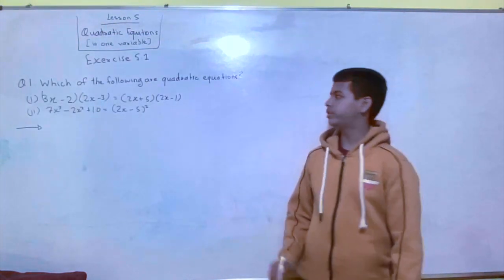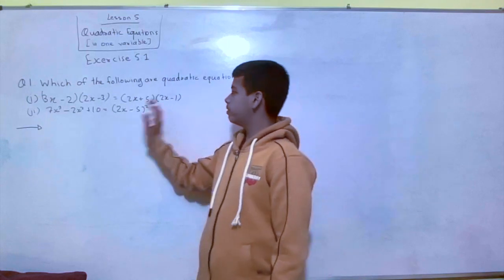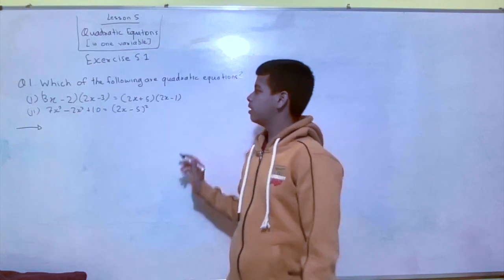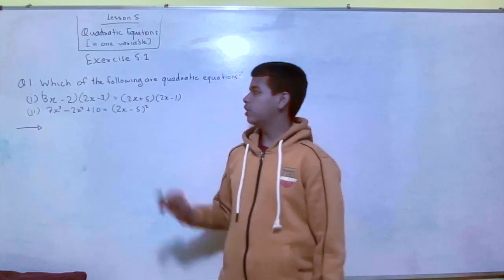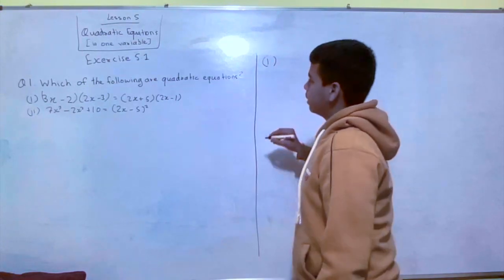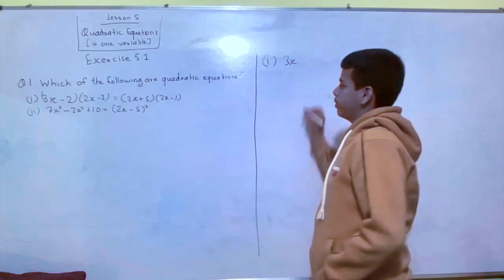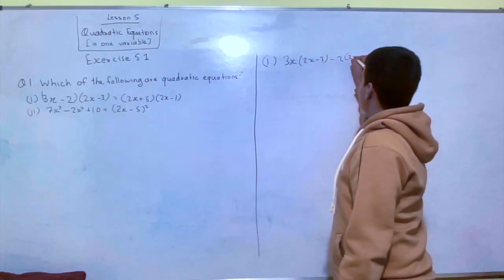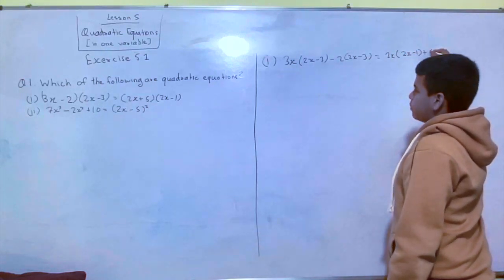So let's start with the first question. In the first question we have: which of the following are quadratic equations. I'm going to explain only the first two sub-questions and the rest you can do by yourselves. In the first one we have (3x minus 2)(2x minus 3) equal to (2x plus 5)(2x minus 1). We have to solve this to check whether it is a quadratic equation or not. Here we just have to multiply it. I'm going to write proper steps for the first one.